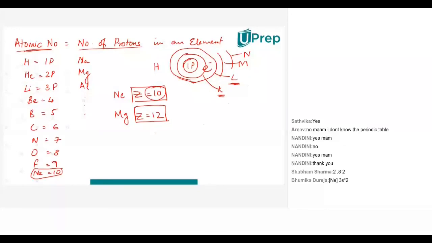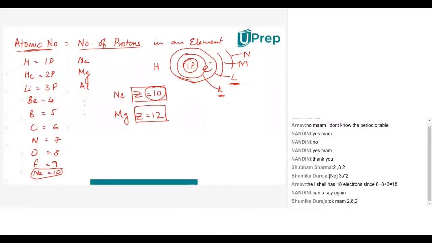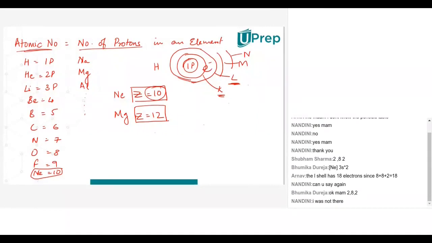Bhumika, please don't write it like that, because the other students don't know. Just in this simple fashion. Okay, yeah, Nandini, I can explain it one more time. Hold on one second. All right, so let's take a look one more time.